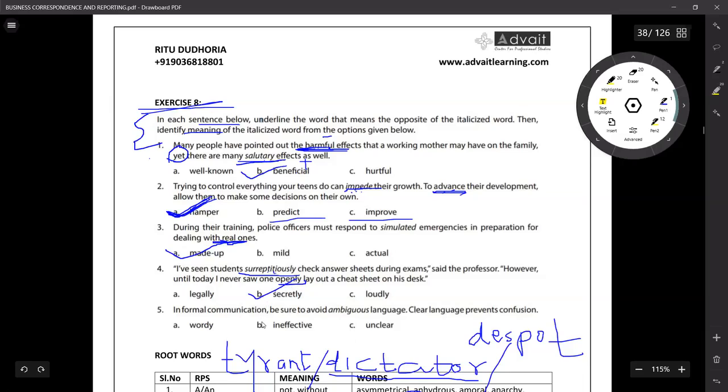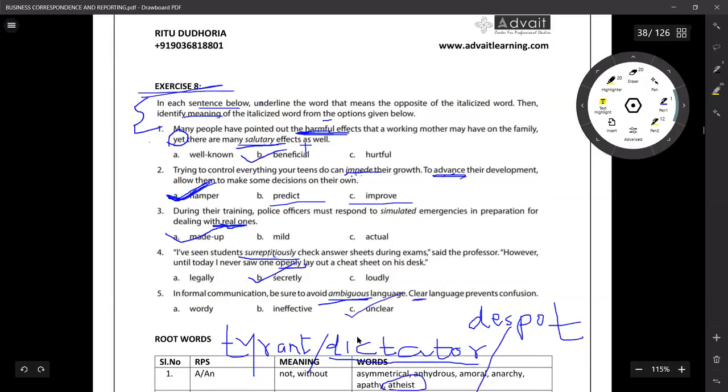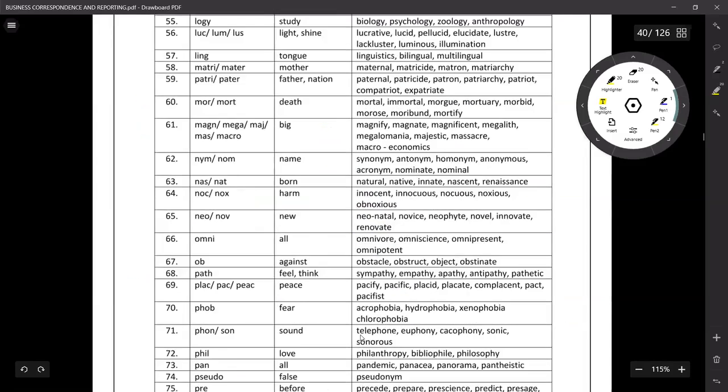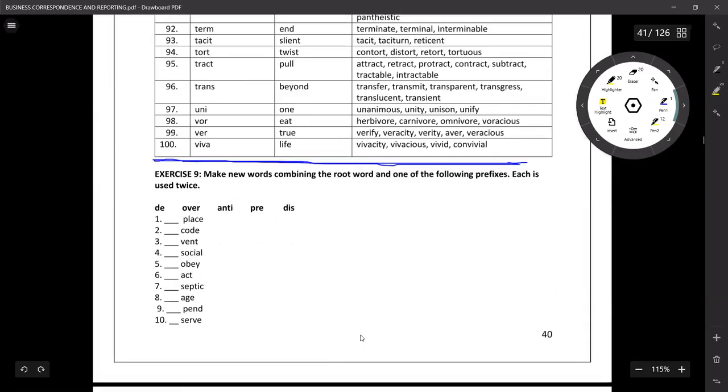And the meaning of surreptitiously is secretly. Correct. In formal communication, now we did this. So this is easy for us now. Come on. What is ambiguous? Be sure to avoid ambiguous language. What was the meaning of ambiguous, everyone? Very good. Unclear. Opposite is clear. Very good, guys. Good, good. Come on. Let's go down.